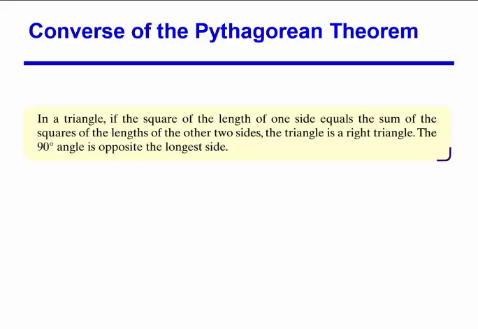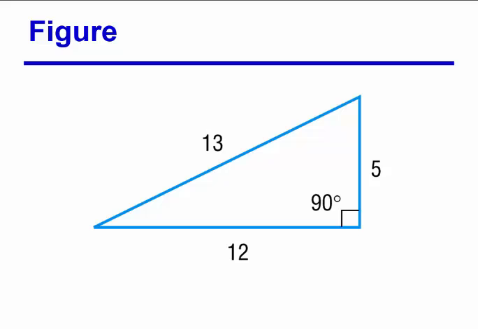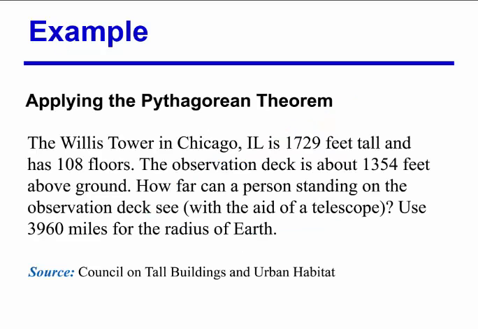Now, the converse of the Pythagorean theorem is: in a triangle, if the square of the length of one side equals the sum of the squares of the length of the other two sides, then the triangle is a right triangle. The 90-degree angle is opposite the longest side. So here we have a leg of 12, a leg of 5, and a side of 13 with a right triangle. So we're going to go ahead and apply this theorem.